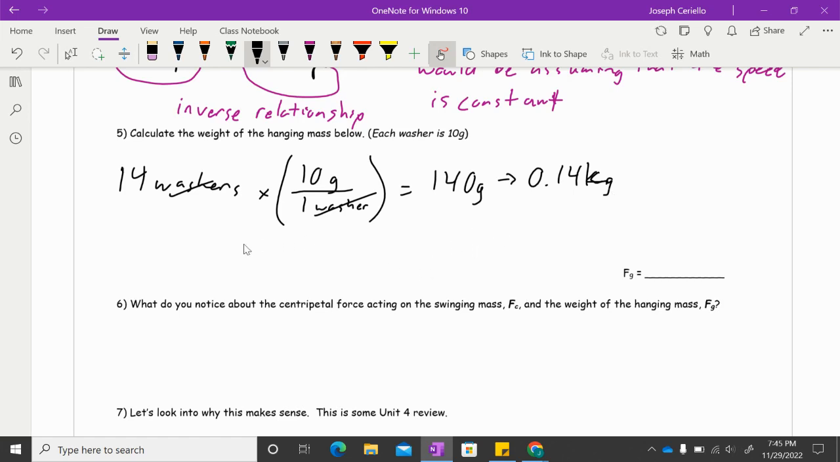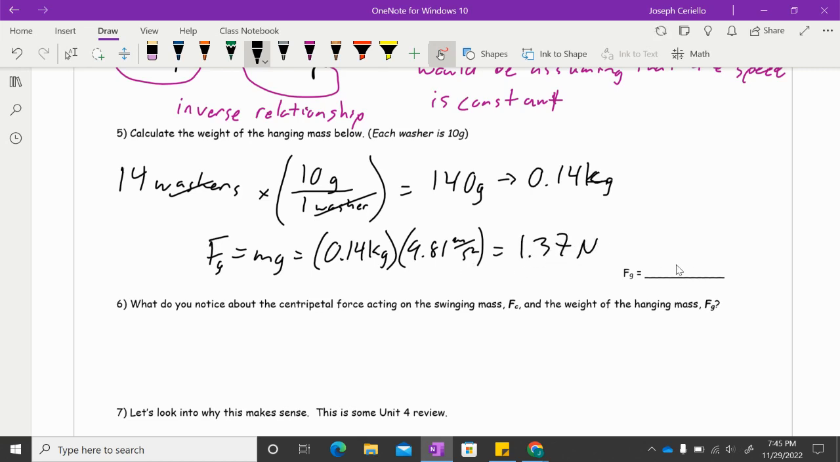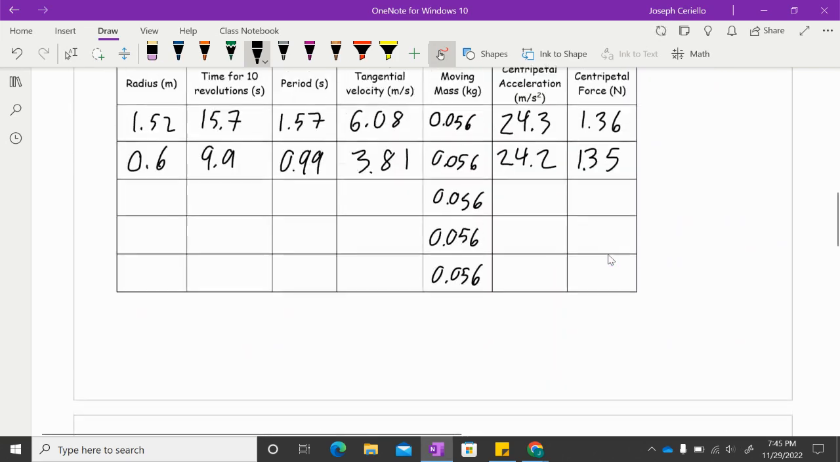Now, how do I get the weight? Remember, weight is equal to mg. F_g equals mg. Therefore, 0.14 kilograms times 9.81 meters per second squared. That should give me my weight, which is 1.37 newtons. Now, what do you notice about the centripetal force and your weight value?